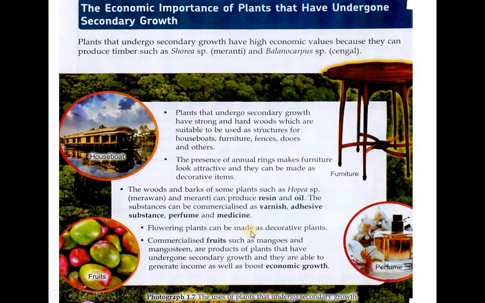Flowering plants can be made as decorative plants. Commercialized fruits such as mangoes and mangosteen are products of plants that have undergone secondary growth and are able to generate income as well as boost economic growth. So all of these are economic importance of plants that have undergone secondary growth.